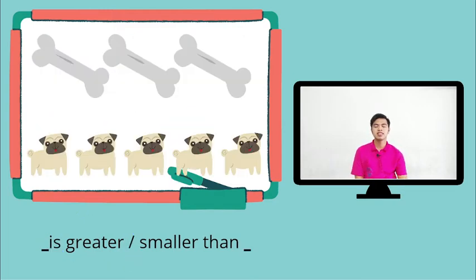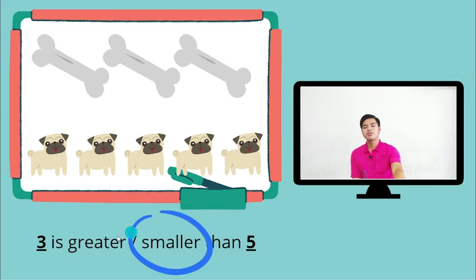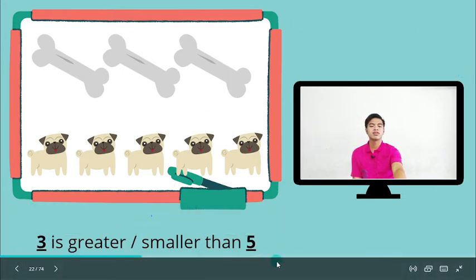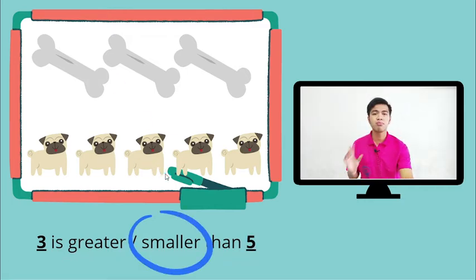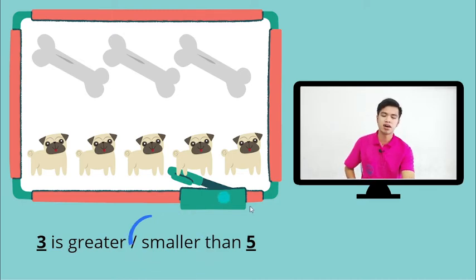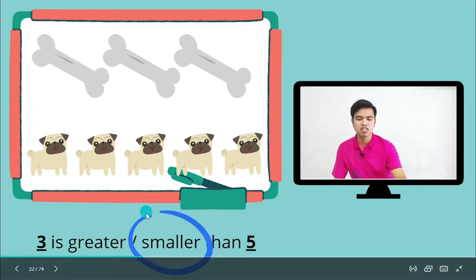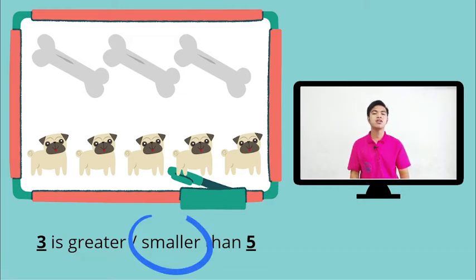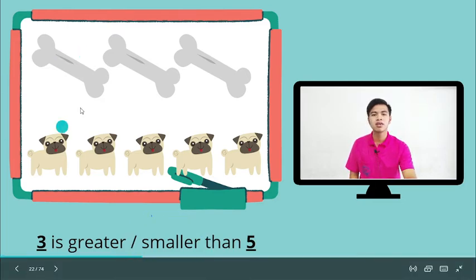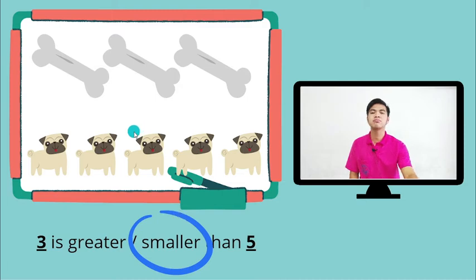As we can see for the next example, there are 3 bones and 5 dogs. So now, let's go and write them. Here we're going to write 3 because there are 3 bones, and then 5 because there are 5 dogs. And then we're going to decide whether there are greater bones than the dogs or there are smaller bones than the dogs. So now in this case, the answer is smaller or less. 3 is less than 5, or 3 is smaller than 5. Because if we try to match each bone to the dog, 1, 2, 3, there are 2 remaining dogs.